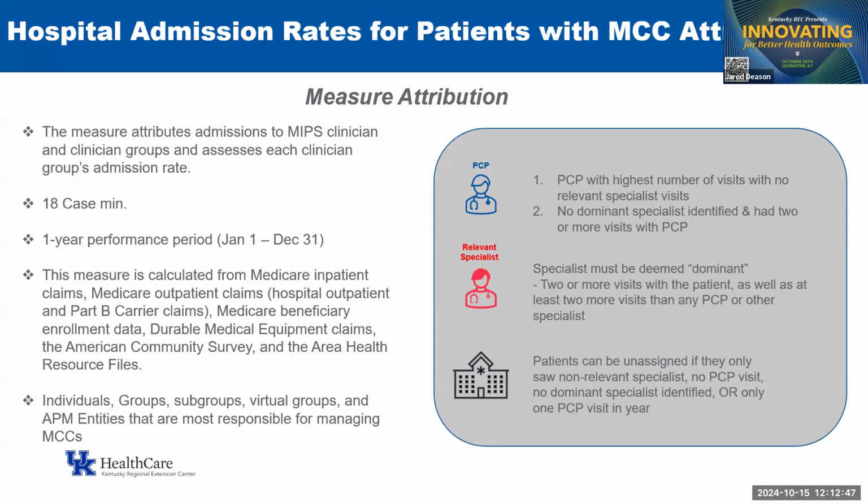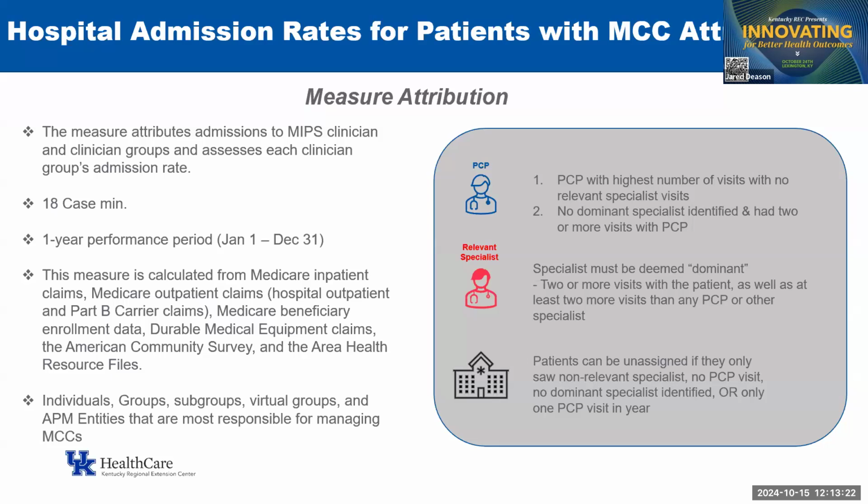For primary care providers, they will be attributed if there is no relevant specialist listed as dominant. And then those patients will be attributed to the primary care provider who has had the most number of visits. Patients may be left unassigned if they only saw a non-relevant specialist, they didn't see any primary care provider, or there are no dominant specialists identified.